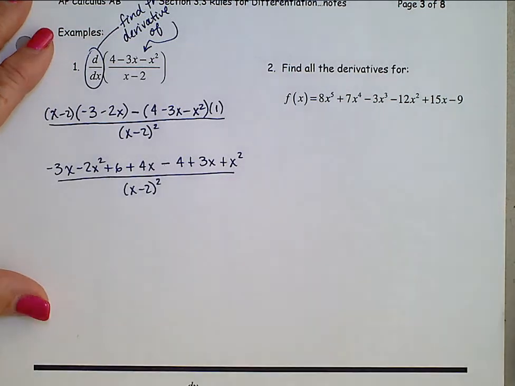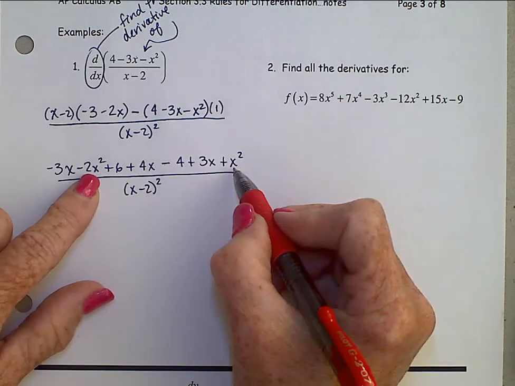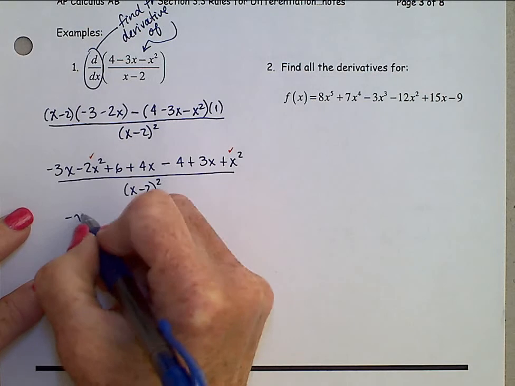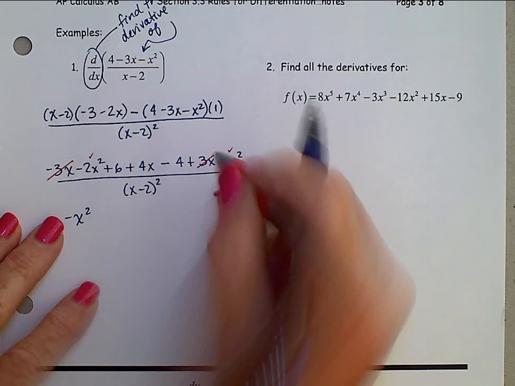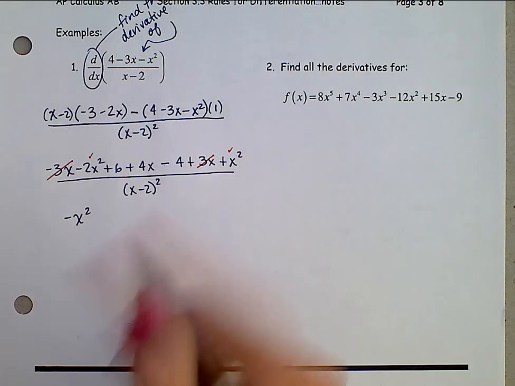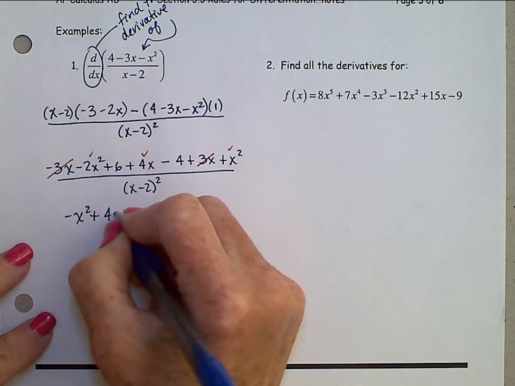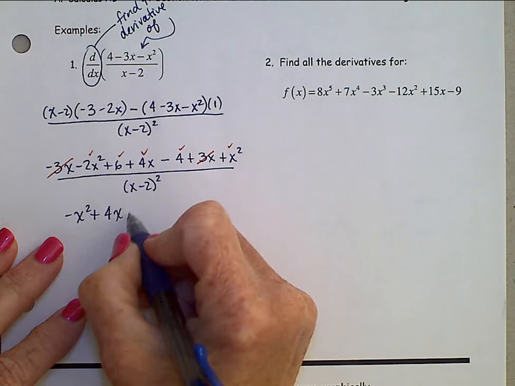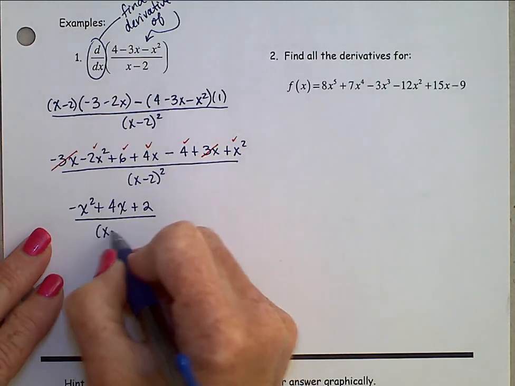Let's see what happens here. We have a negative 2x squared and an x squared. That's a negative x squared. This minus 3x and this plus 3x, those are gone. We have a plus 4x and a plus 2 all over x minus 2 quantity squared.